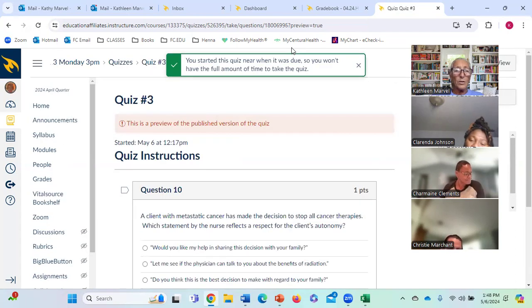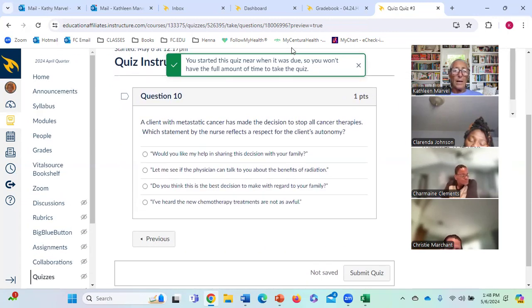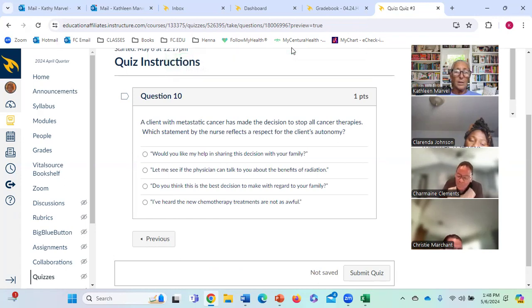Okay. Last question. Client with metastatic breast cancer has made the decision to stop all cancer therapies. Which statement by the nurse reflects a respect for the client's autonomy? We talk about how important autonomy is for the dying patient. They don't have a lot of decisions left to make. We want to give them as much autonomy as possible. What statement reflects autonomy? A.